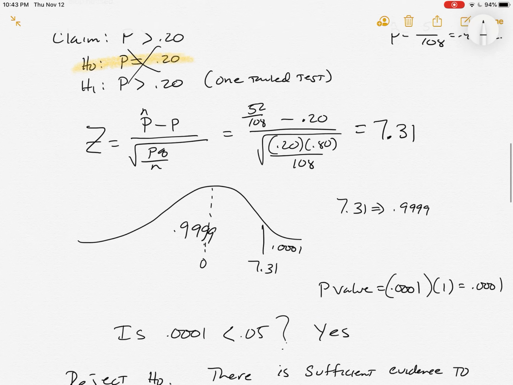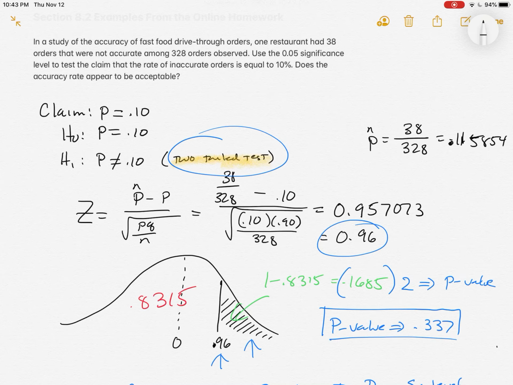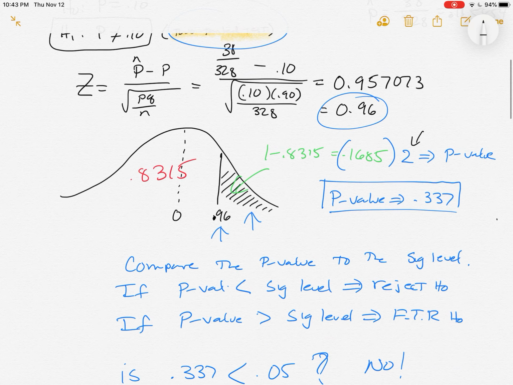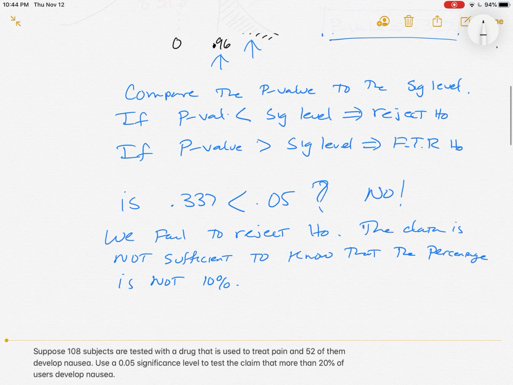So remember, these last two were one-tailed tests. So let's see what made this other one different. What made this one different is when you went to write the alternative, it was a not equal to. Anytime it's a not equal to, it's a two-tailed test. And you have to double that p-value or double that lookup value to get the correct p-value. And then you're going to compare that p-value. This was also the only one where the p-value was not less than that. And anytime that happens, you're going to fail to reject, and the data is not sufficient to know that the percentage is not 10, right?